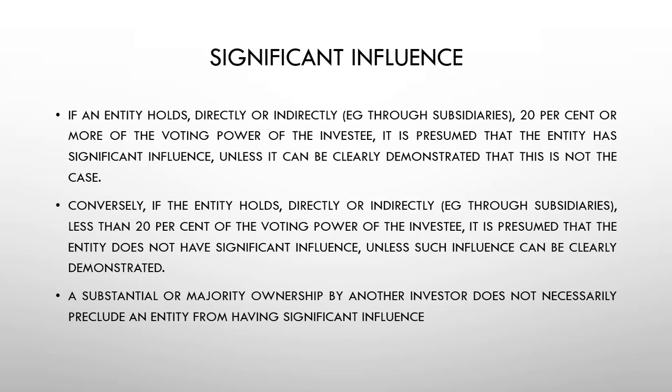So, as a rule of thumb, if 20% or more of the voting power is held by the investor over the investee, the presumption will be that the investor has significant influence. But then again, you have to check whether there is a true significant influence. Later on, we'll discuss that. Now, if the holding of the investor is less than 20%, the presumption will be that the investor doesn't have significant influence over the company.